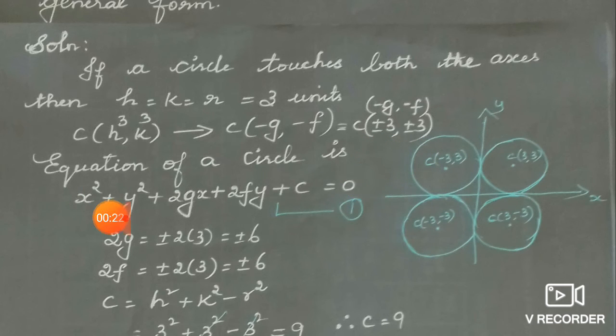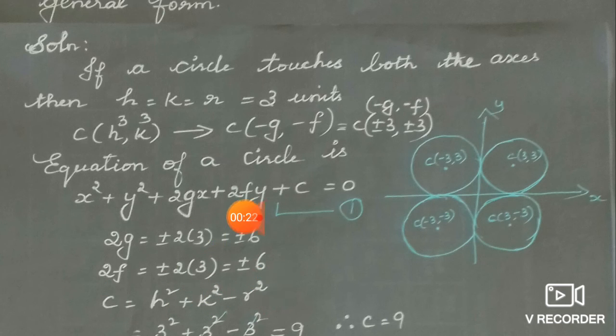The equation of a circle formula is x square plus y square plus 2gx plus 2fy plus c is equal to 0. Name it as equation 1. Now g is plus or minus 3, that is minus g, whether it is positive or negative, is plus or minus 3. So 2g is equal to plus or minus 2 into 3, which is plus or minus 6. In the same way, 2f is equal to plus or minus 2 into 3, which is plus or minus 6.